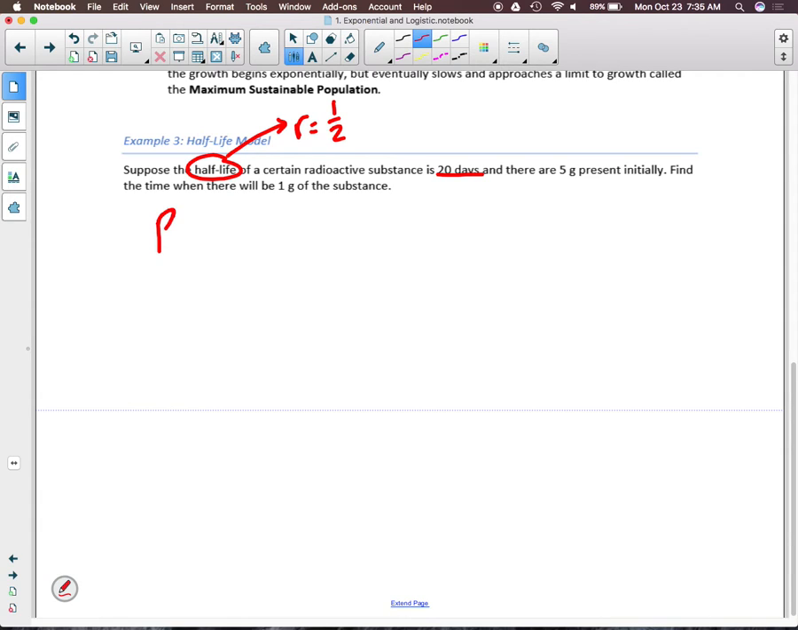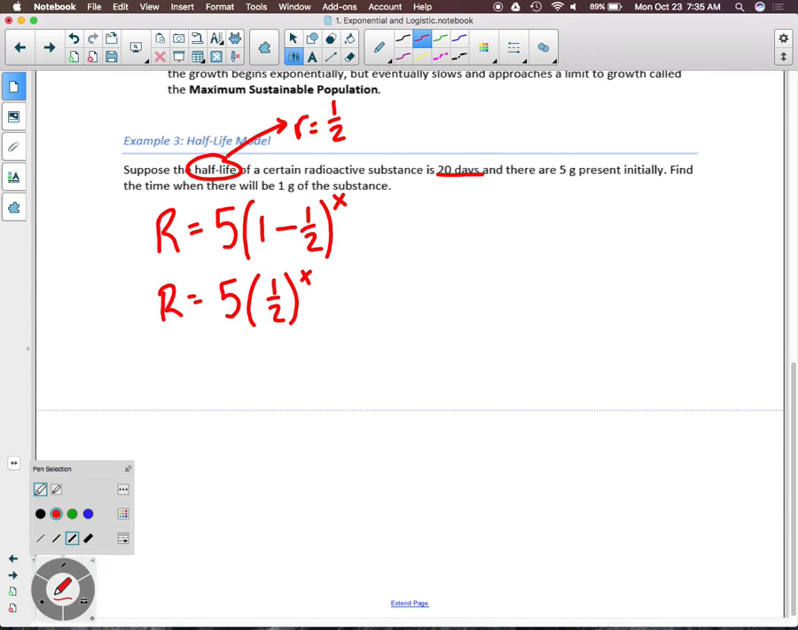So I'm going to start off with my radioactive substance. I have 5 of it originally, so that's my initial population. I have 1, and then because it's decreasing, I'm going to do minus my r value. Now I'm going to put an x value here, but we're going to end up changing that after I just simplify this a little bit because it's annoying to keep writing it like that. So I'm going to say 1/2 to the x.